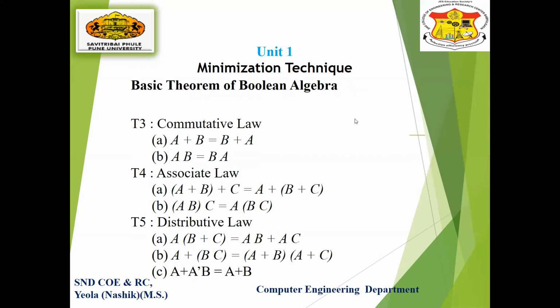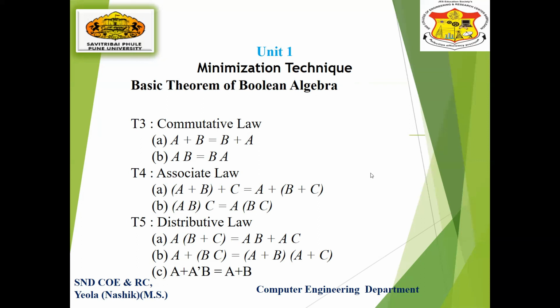Then we have the commutative law, the associative law, and the distributive law. Just go through all of these, the commutative, associative, and distributive laws, which are very important whenever you are working with the different theorems. Within this video we have learned about the theorems and the functions. In the next level, we can go for the minimization technique. One more important example is De Morgan's theorem.